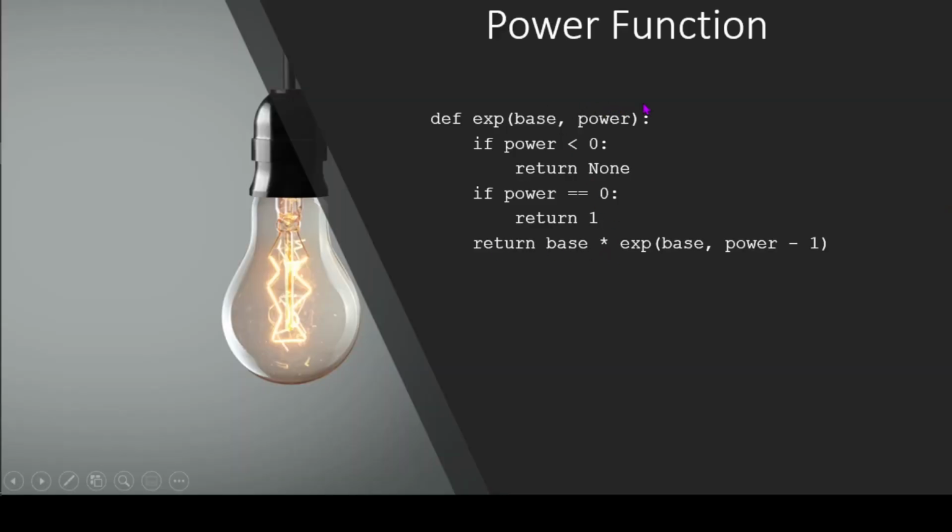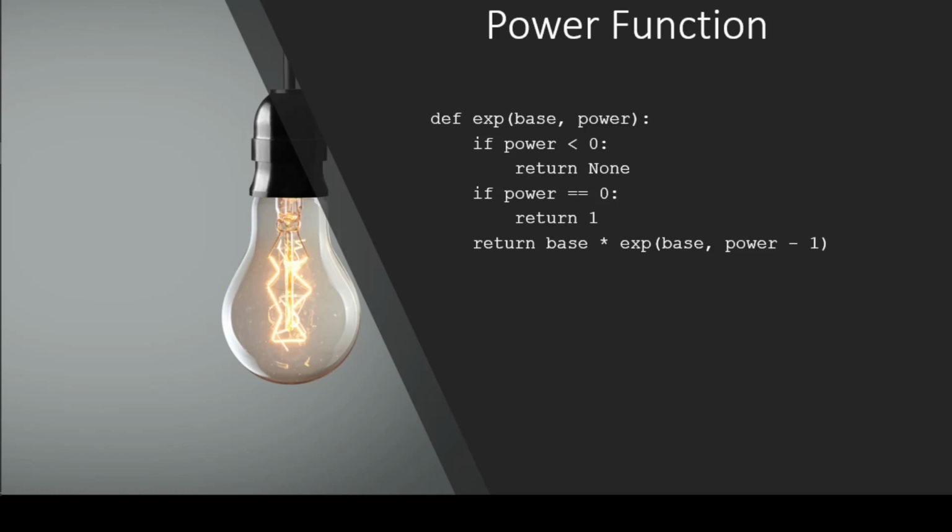So base and power. So if the power is less than 0, negative, we're just going to not deal with that for now. We're going to return none. That's something that we can do in Python. Just say I didn't come up with an answer for that. I could come through and add code to make that happen later on. I'm just not worried about it now.